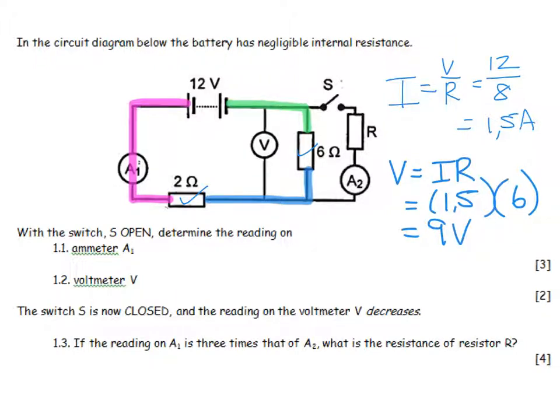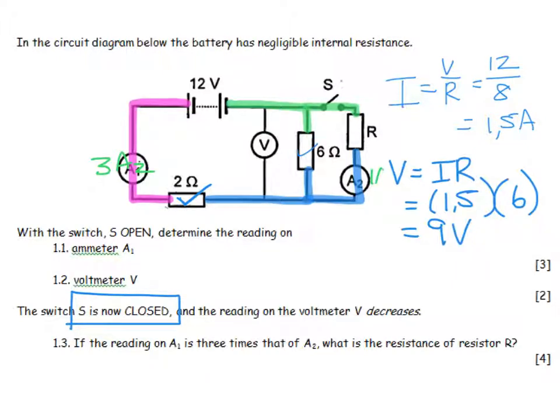Now things change. The switch is now closed. The ammeter reading will change and the voltmeter reading will change because it's a distribution of energy over the different resistors in the whole circuit. So you can't just start grabbing your 1,5 that you calculated earlier. We now do have a parallel network in the circuit. All that I know is that the reading on A1 is 3 times A2.